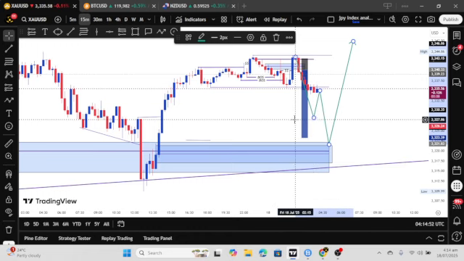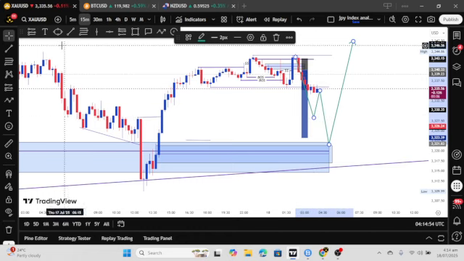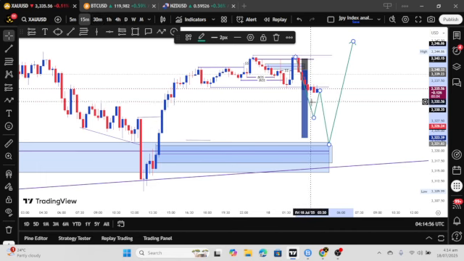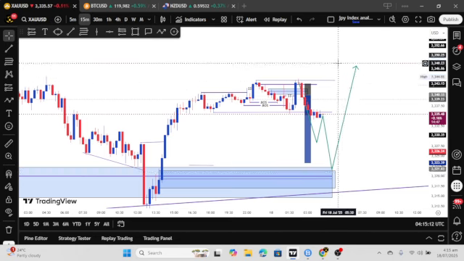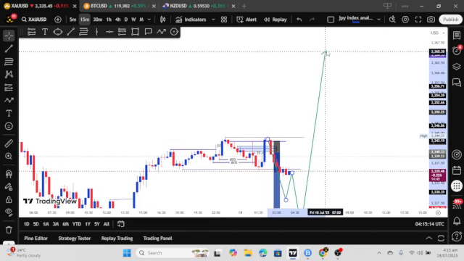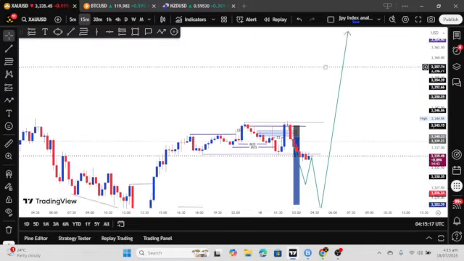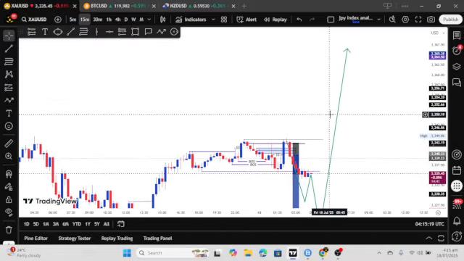From this zone, we might see a grab of liquidity. If you buy from here, it might continue pushing up, and we might see a likely push down to take out this liquidity, so it can gain more momentum, more strength. Then we can finally get the new buy to the upside. So that's what I can see on gold right now.